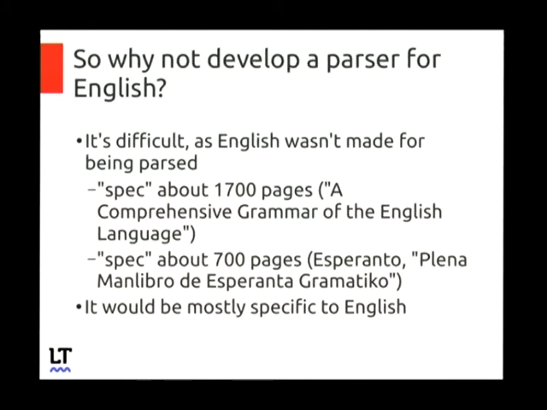So there is no formal description of the English grammar, but if you look in a comprehensive grammar book, and you consider this to be some kind of specification, you'll find that it has 1,700 pages. And even if you say now, okay, this is just English, English is kind of special or complicated or whatever, and you look at a constructed language like Esperanto, which should be much easier, you still have a specification, if you want to call it that way, of about 700 pages. So that's complicated.